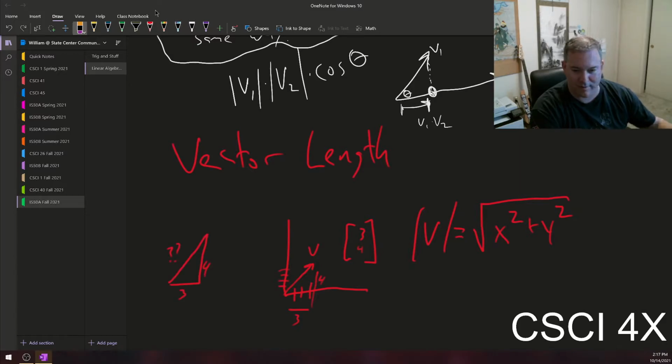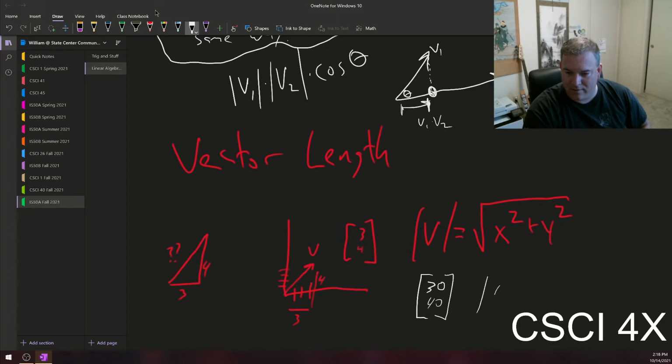Yeah, I'll just leave it in red ink, I guess. I've been doing red for the important stuff, but whatever. So, let me give you one. If I give you a vector whose x component is 30, whose y component is 40, the length of this vector is what?